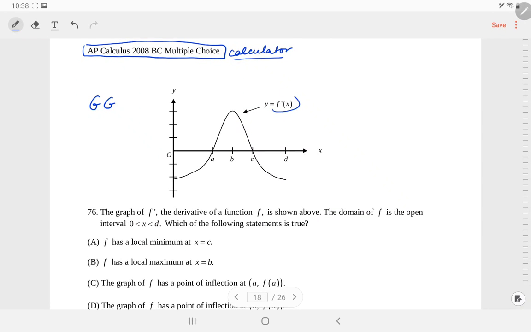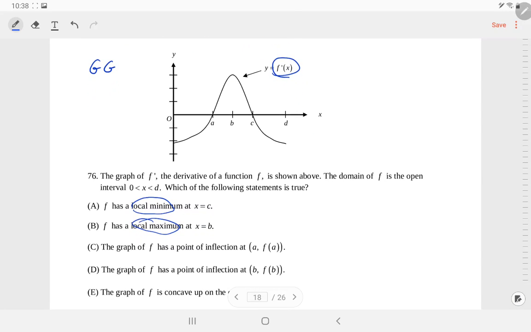Okay, this is a graph of f prime, the derivative of a function. Okay, so f is not shown. The domain of f is the open interval 0 to d. Okay, which of the following statements is true? So we want a local min, local max, point of inflection, concave up. Okay, so local min, local max, that's going to be f prime.